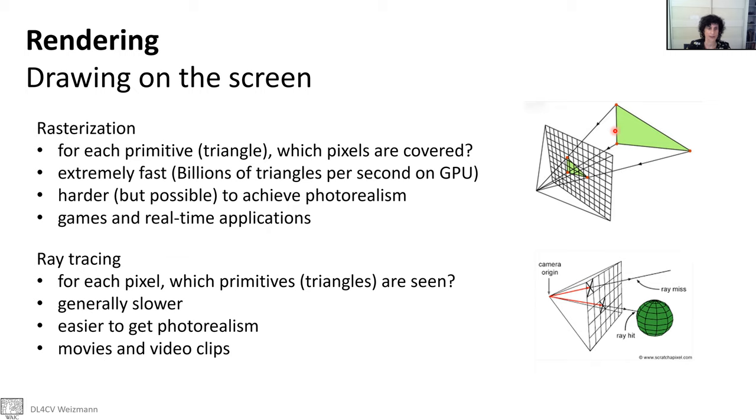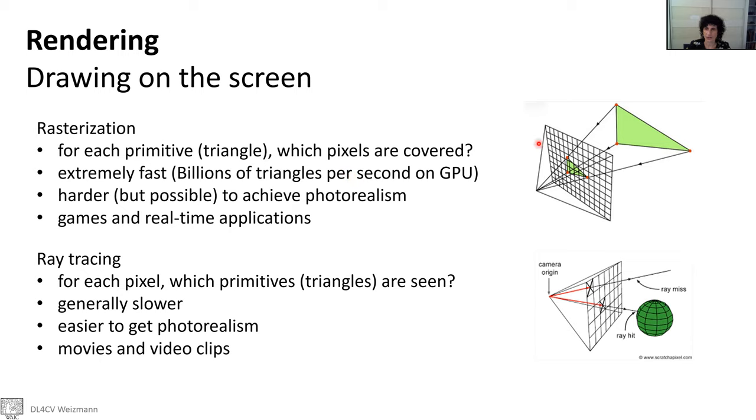In ray tracing, the order is the opposite. For each pixel, I'm sending a ray, and I'm asking which primitive is seen by this ray. For example, here we don't have triangles, we have other polygons. And for example, from this ray, we don't hit any polygon from the scene, okay? So the order is the opposite.